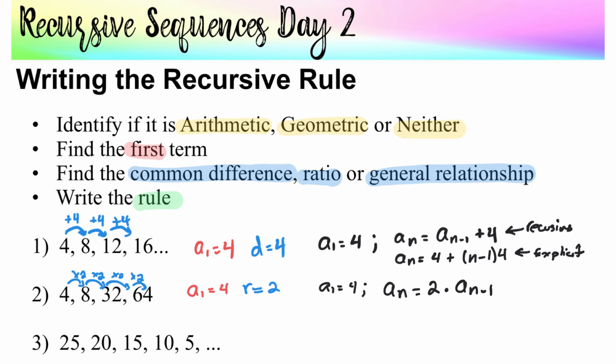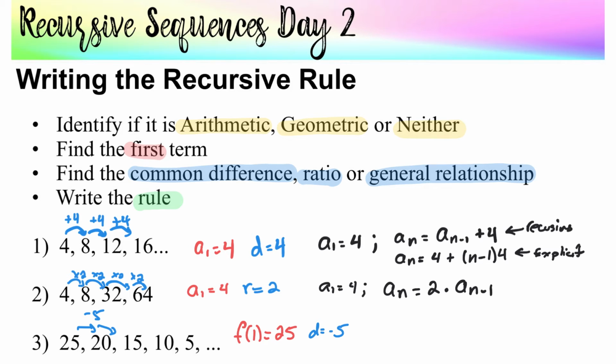Okay, so first up, our first term in this sequence, our f of 1, is going to be 25. And then you can see here that we are continuously subtracting 5. So our common difference is subtract 5, meaning it is an arithmetic rule here that we're going to be following.